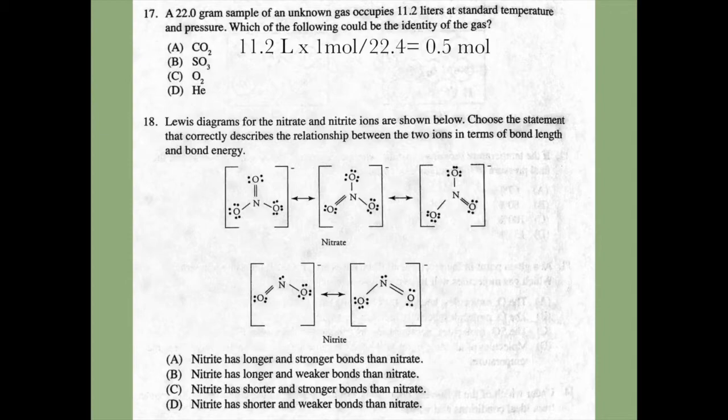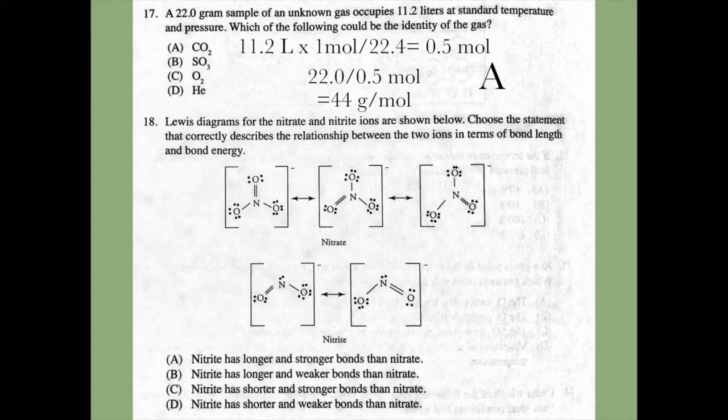To figure out the molar mass, I would just take 22 divided by 0.5, which gives me 44. And then I look at these compounds, and I notice that CO2 is the one with a molar mass of 44 grams per mole.